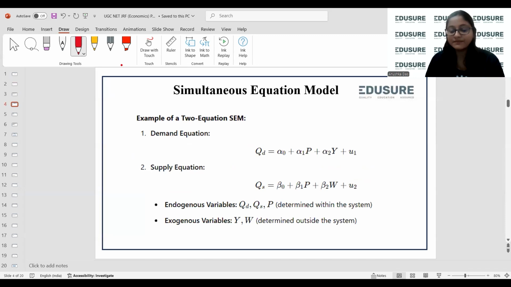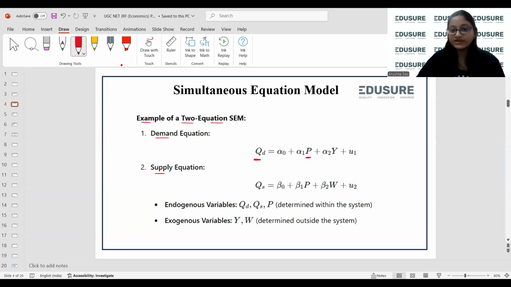Now I have given you an example to explain this concept. See, for example, a two-equation simultaneous equation model. In the economics context, demand and supply is one of the classic examples. See, here in the first equation, in the demand equation, QD is the endogenous variable. And what are the exogenous variables? P is what? Endogenous or exogenous?